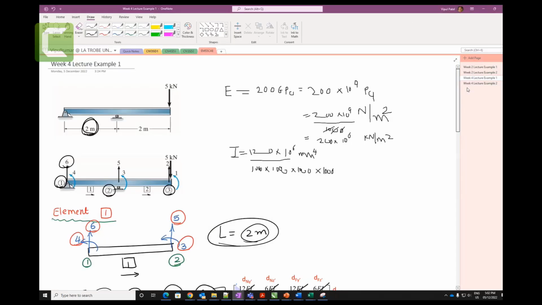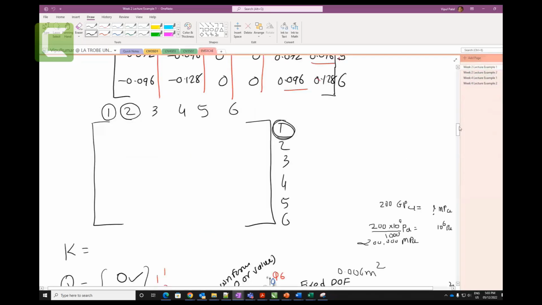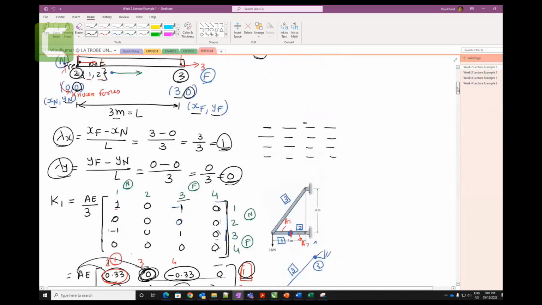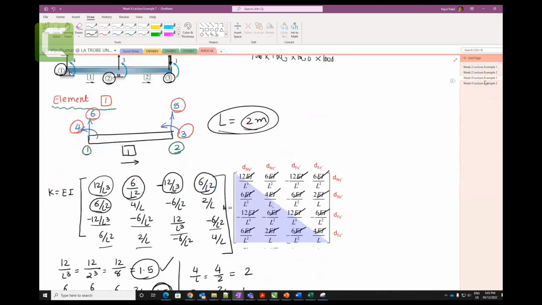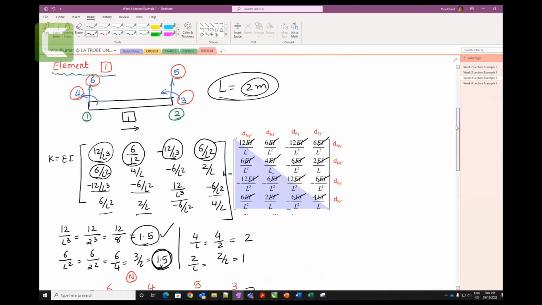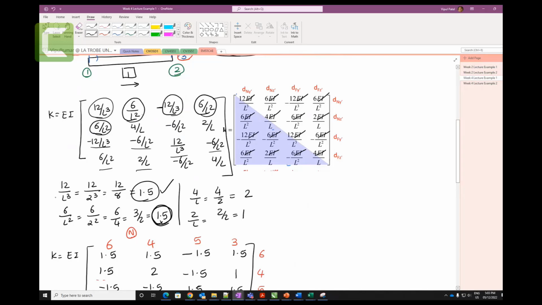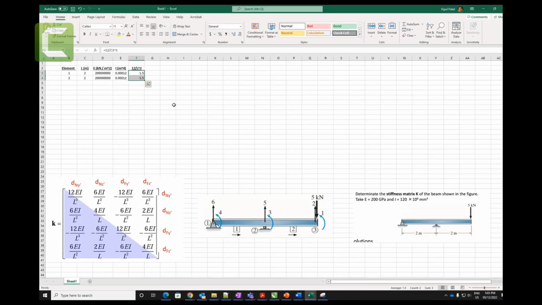Keep an eye on that number because it's not moving. Yep, here you go. What about here? Yep, 12 on L cubed, 1.5. Can you see that, right? 1.5. So that's good. Let's put it in the middle.